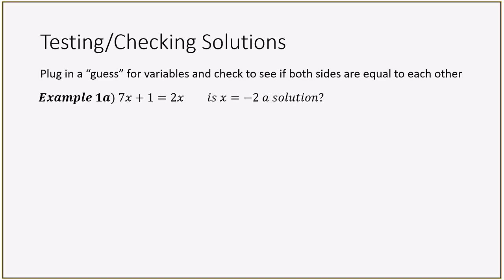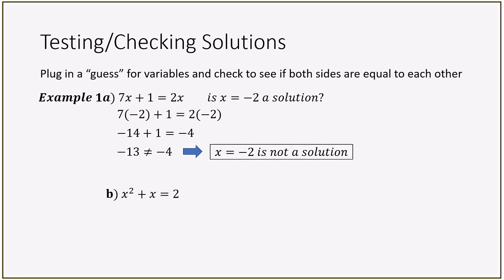Well, we test it by evaluating it, and we have seen that before. We evaluate it by plugging in negative 2 for x on both sides, so we replace or substitute it, and then we evaluate each side. In this case, on the right side, 2 times negative 2 is negative 4. 7 times negative 2 is negative 14, which becomes negative 13. The cross through the equal sign means it's not equal to, which makes sense. Negative 13 is not equal to negative 4. And when that happens, we can say that it is not a solution.